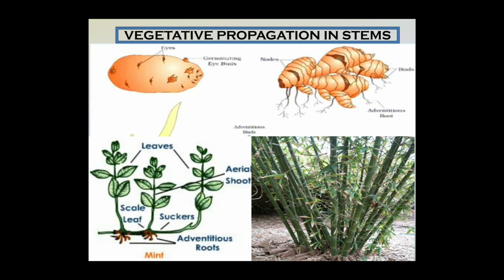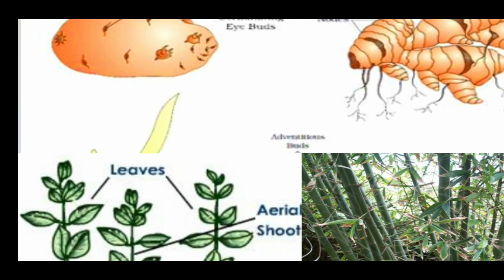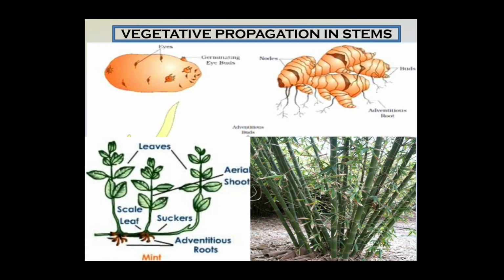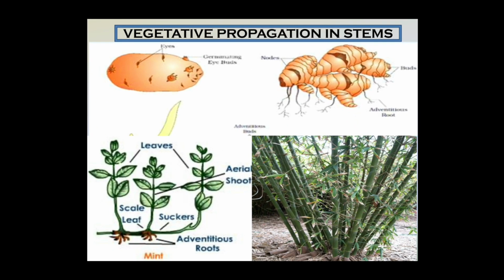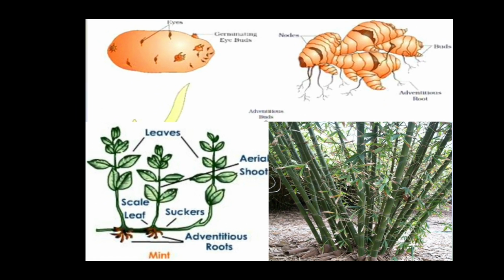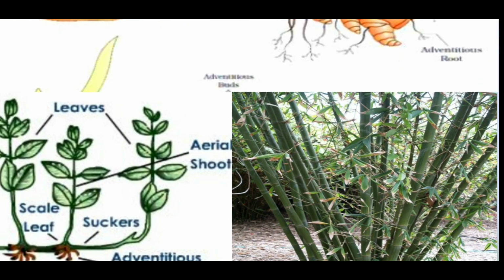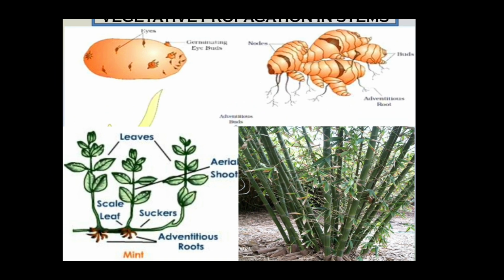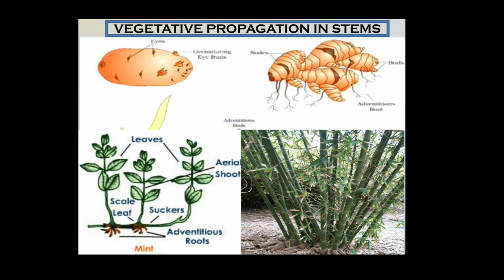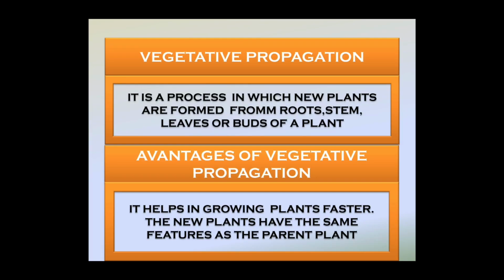Now you can see a few examples of vegetative propagation in stem. This is potato, this is ginger, this is mint leaves, and these are bamboo trees. So by this we can understand that some plants can grow without seeds. They can grow from stem, leaves, roots. Now, what is vegetative propagation? It is a process in which new plants are formed from roots, stem, leaves, or buds of a plant.